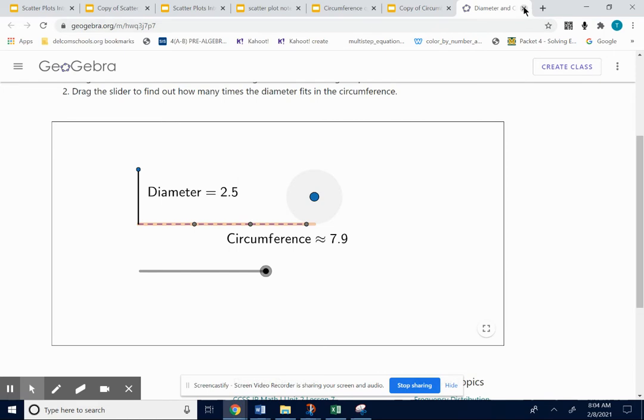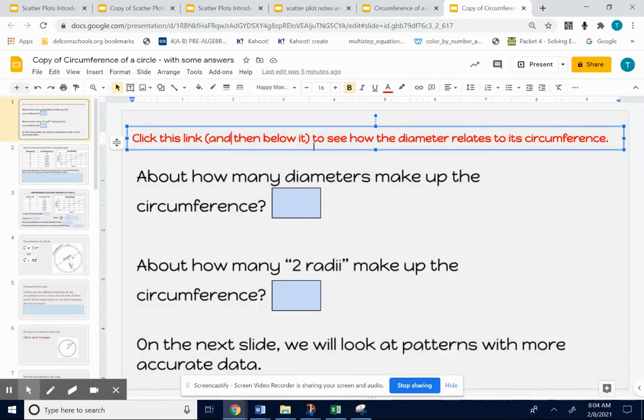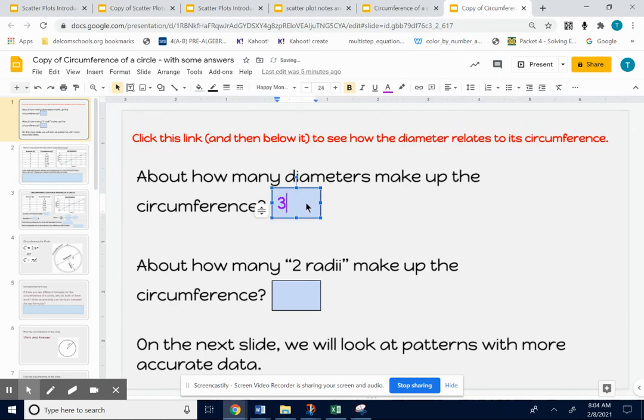Okay, let's get out of there for a minute. So here are the questions I want you to think about. How many diameters make up the circumference? About 3. A little bit more, but about 3. And about how many 2 radii together make up the circumference? It's really the same question, about 3.